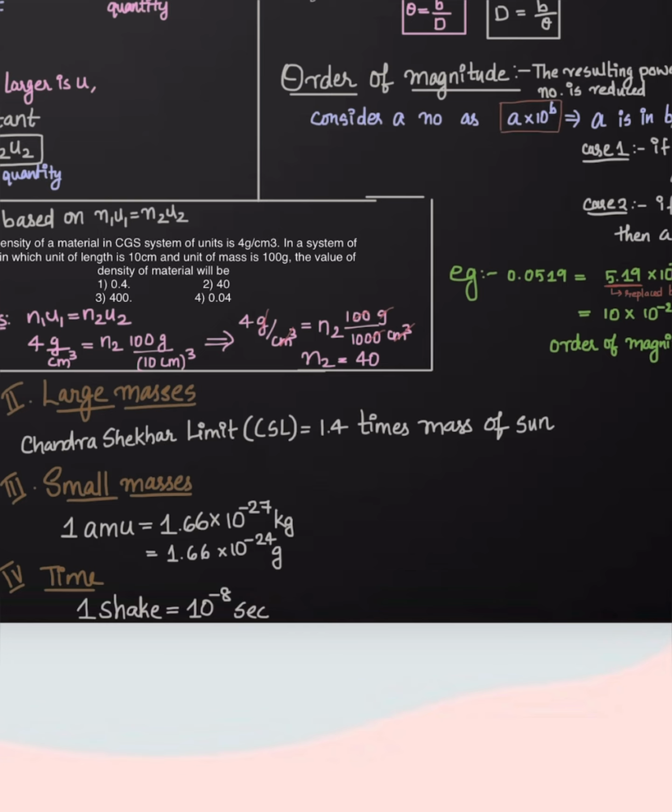And for small masses, 1 AMU, that is 1 atomic mass unit, is equal to 1 by 12th the mass of the carbon 12 atom. You have to study this in the mole concept. 1 AMU is equal to 1.66 into 10 raised to minus 27 kilogram, or 1.66 into 10 raised to minus 24 gram.